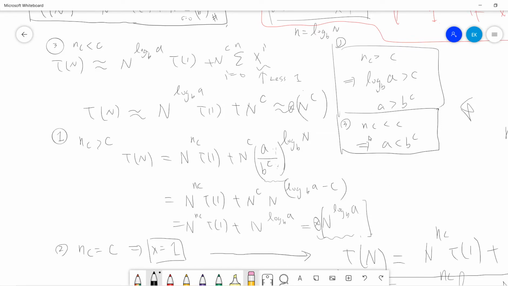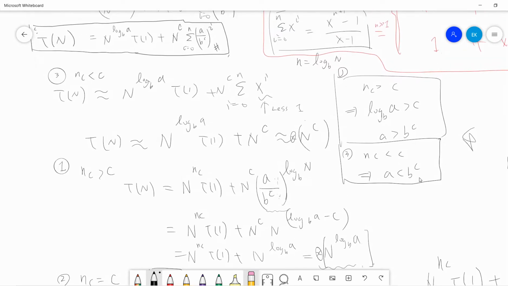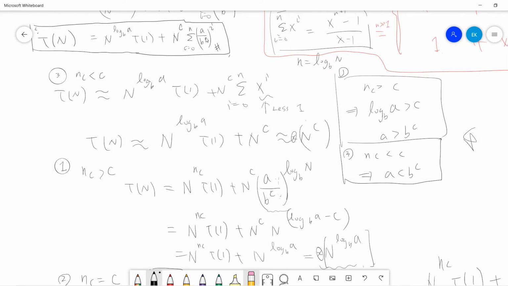And the third case is much simpler. So N to the log base b of a is less than N to the c, so a is less than b to the c. So that means this term will be constant order, T of 1, right? So we get N to the log base b of a, T of 1 plus N to the c, right? Because this term is less than 1, so it's constant. And we know that N to the c is larger, so this result will be theta of N to the c. Okay, so this is the third case.